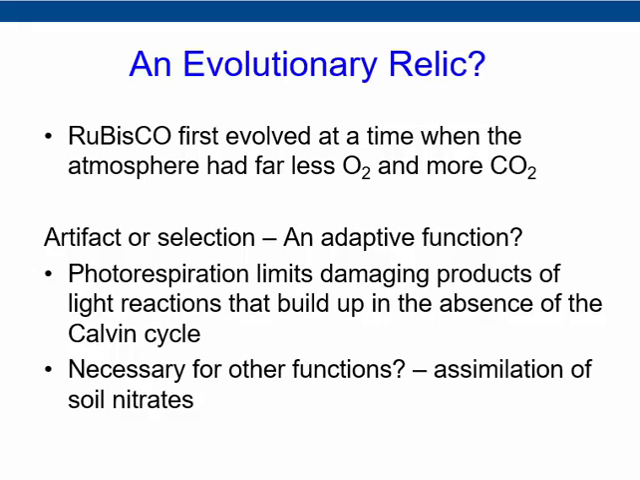So why might there not be strong selection against? Well, this might actually have an adaptive function. Maybe it's not just a relic, or it is partly, but it also has an adaptive function. So we know photorespiration limits the damaging products of the light reactions that build up when you don't have the Calvin cycle. So think about those reactive oxygen species, for example. Some have proposed this enzymatic function might be important for incorporation of soil nitrates. So there may be a function of this, and maybe not just an evolutionary relic.